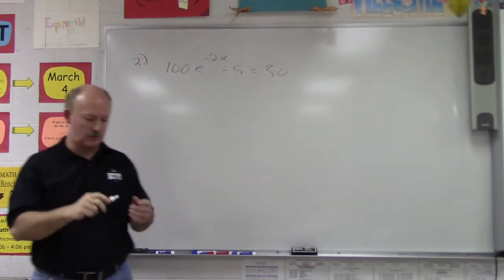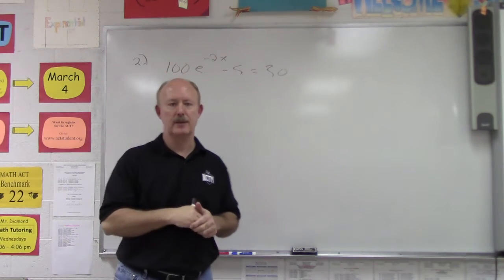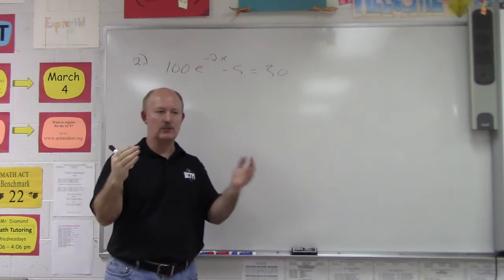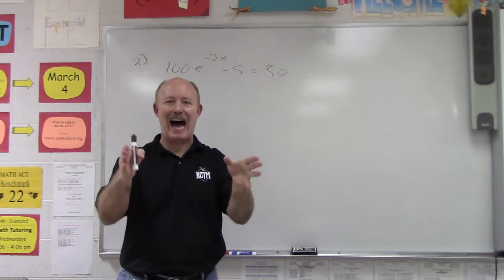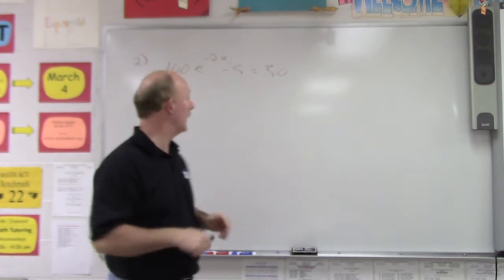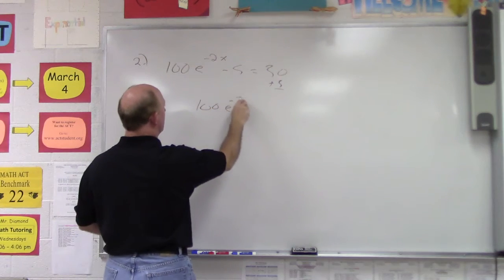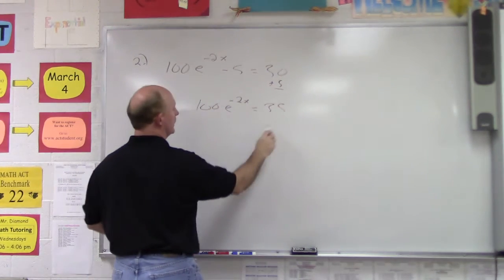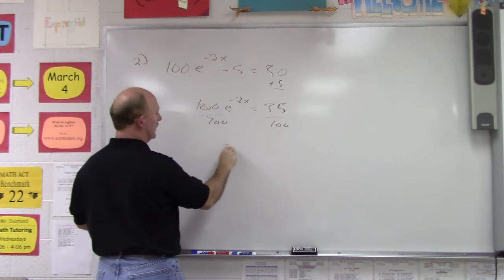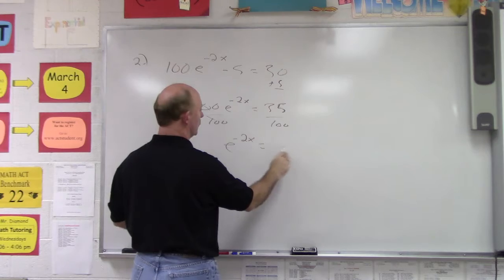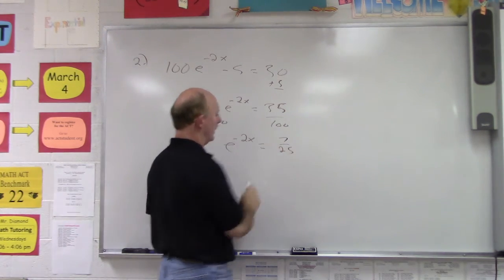Okay, let's try this problem here. Let's try one where we're going to have to simplify it a little bit before we can take the natural log of both sides. You can't take the natural log of both sides of your equal sign until you get e to the negative 2x by itself. So we need to isolate e to the negative 2x. We'll start off by adding 5 to both sides. It gives me 100 e to the negative 2x equals 35. Now let's divide both sides by 100. That gives me e to the negative 2x equals 35 over 100, which will simplify to 7 over 25.